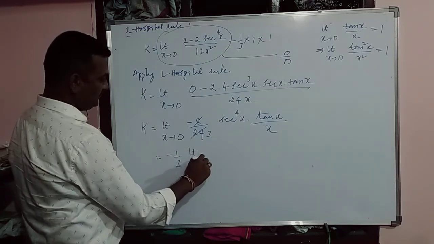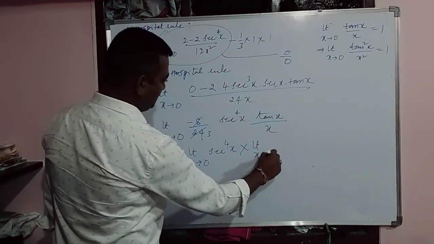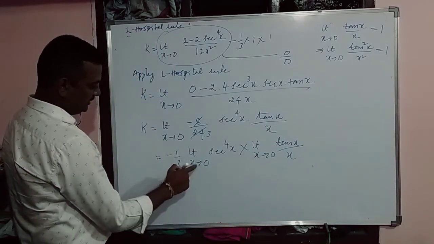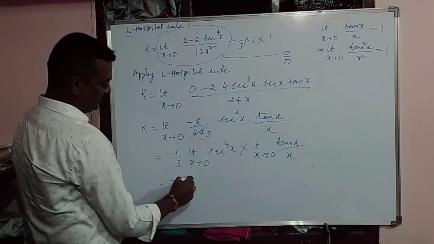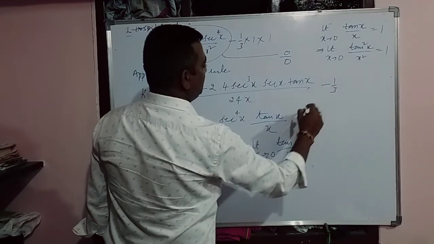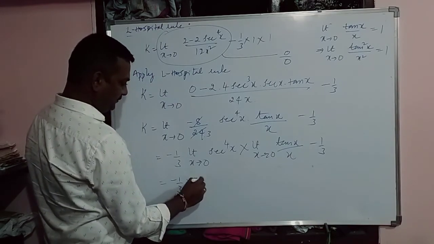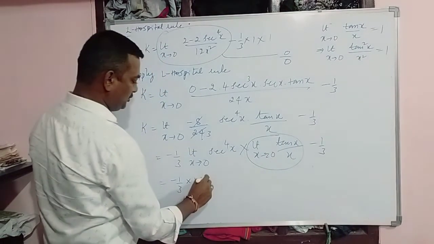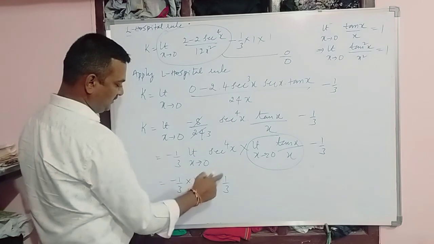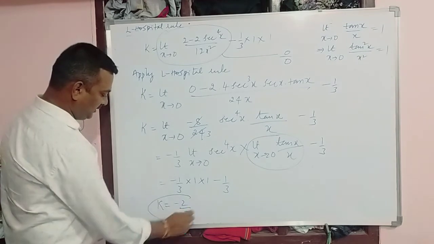Apply the limit of a product: secant raised to 4x into the limit as x tends to 0 of tan x by x. So minus 1 by 3, as x tends to 0, secant 0 is 1. So I need to write this value, that is minus 1 by 3, and into this value is again 1, into 1. Minus 1 by 3 into 1 is minus 1 by 3, and minus 1 by 3 minus 1 by 3 is minus 2 by 3. This is the value of the limit.